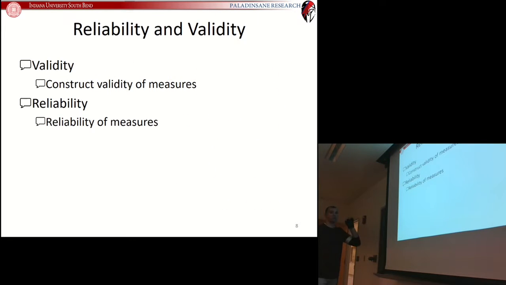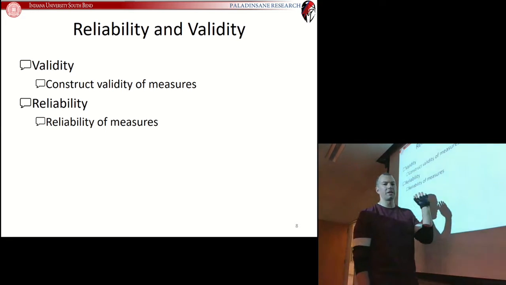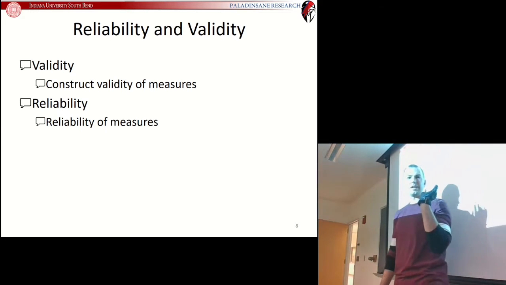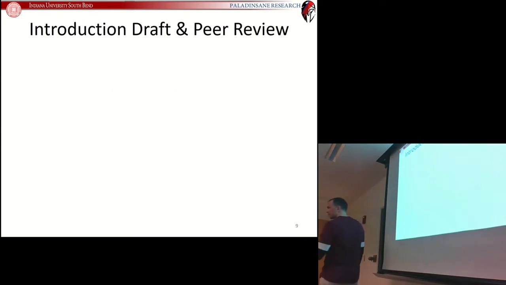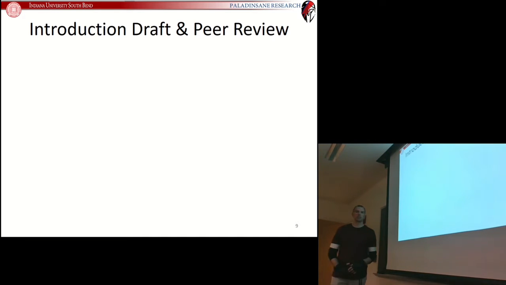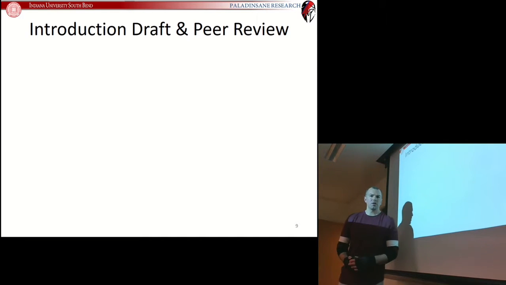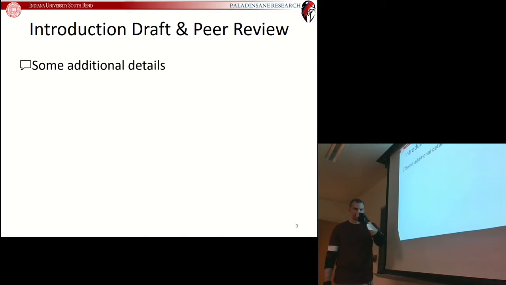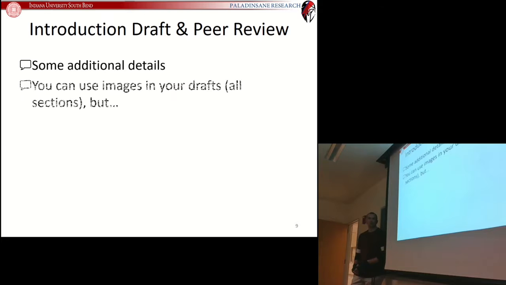So before we get into reliability and validity, that's actually out of order. Let's talk about the final ideas about the introduction draft and peer reviews. So some additional details to think about as you're going through your drafts. We are eventually going to try to publish these. I've founded a journal, the Journal of Cognition and Diversity, so it's one of the places where we can publish these.